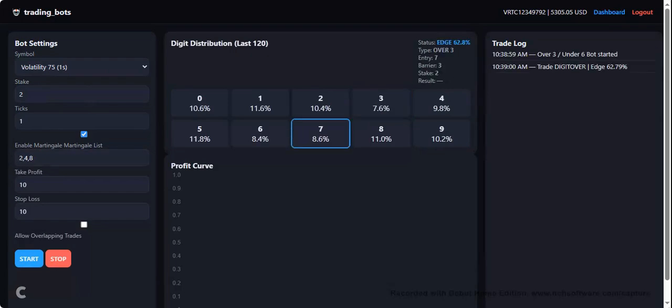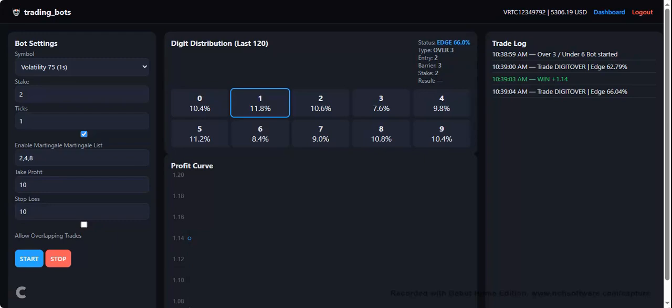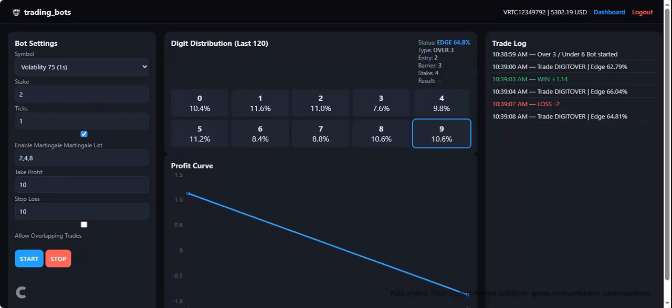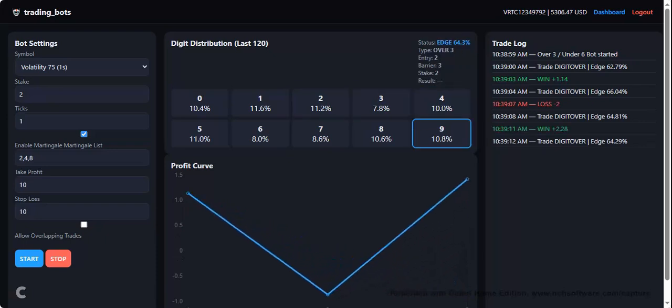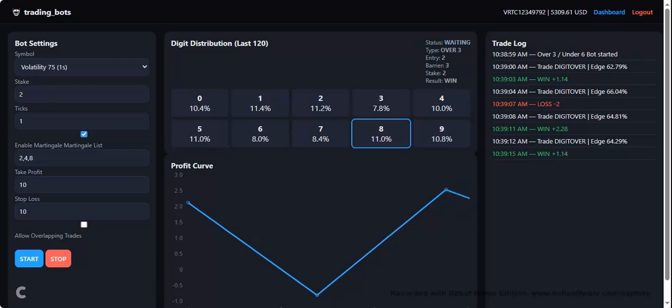On the left side of the dashboard, the bot settings allow the user to choose the market symbol, set the starting stake, define a target profit, and control the maximum loss. These settings are important because they give the bot clear limits before trading begins.